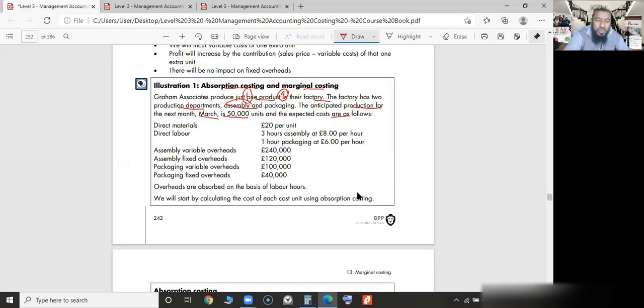An expected cost, material cost given, labor. 3 hours needed in assembly, each gonna take you £8. 8 times 3 equals 24.